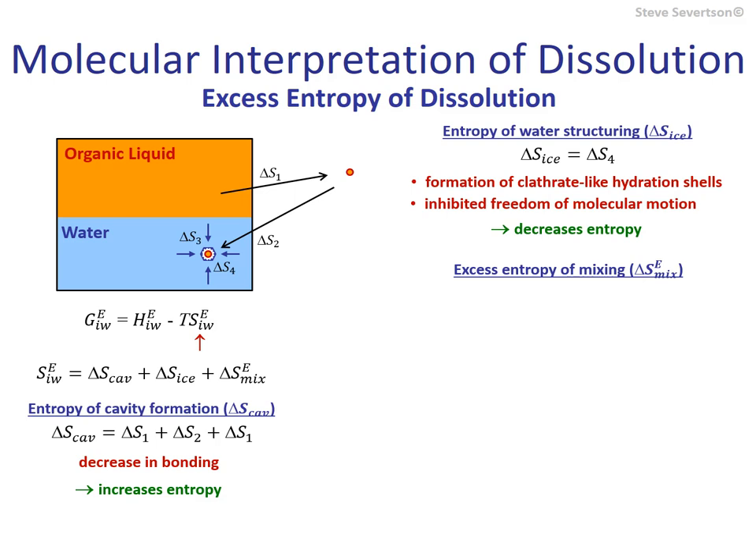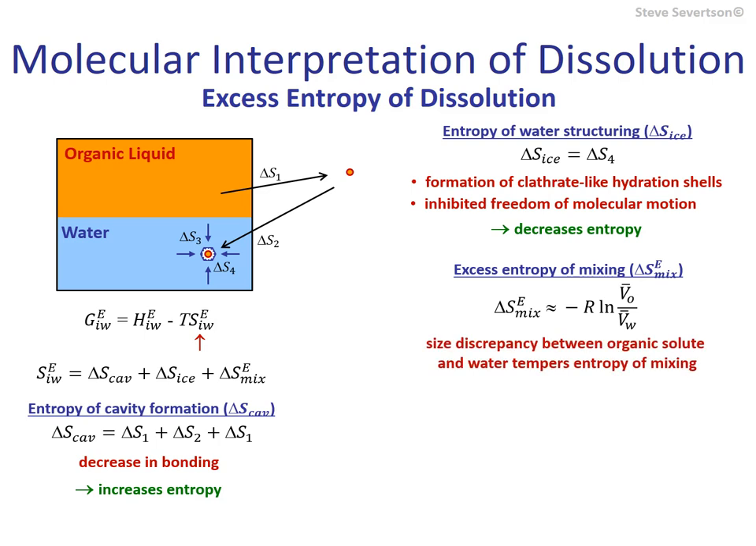As discussed, the ideal entropy of mixing assumes identical molecular species that are distinguishable. The provided expression in molar volumes is the excess term, which accounts for differences in the size between solutes and water. Given that organic solutes tend to be larger than water molecules, this term reduces entropy. The influence of the excess term increases with the volume of the solute, but in general, its overall contribution to the excess entropy tends to be quite modest.